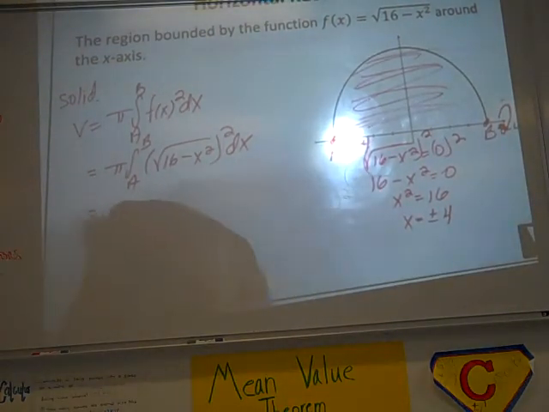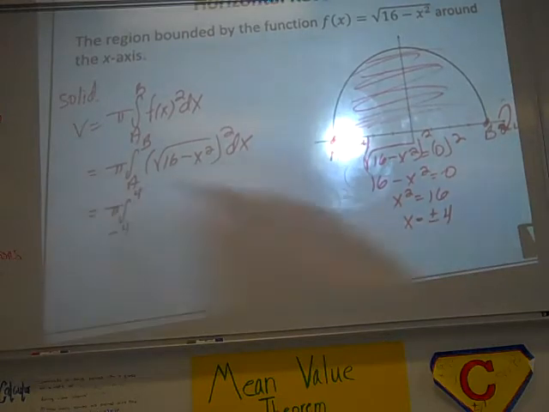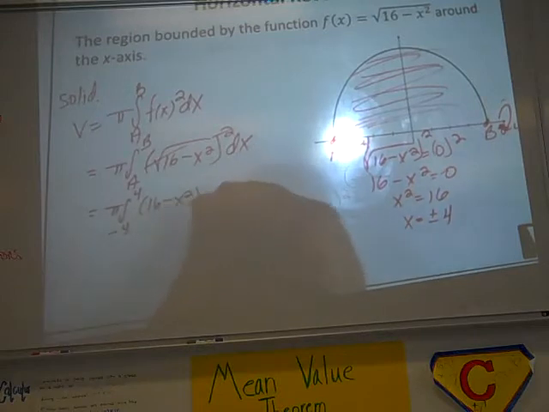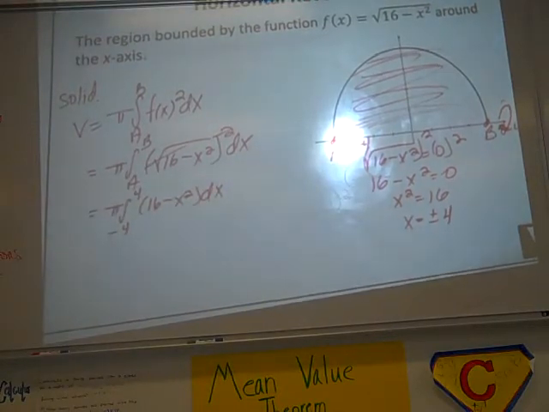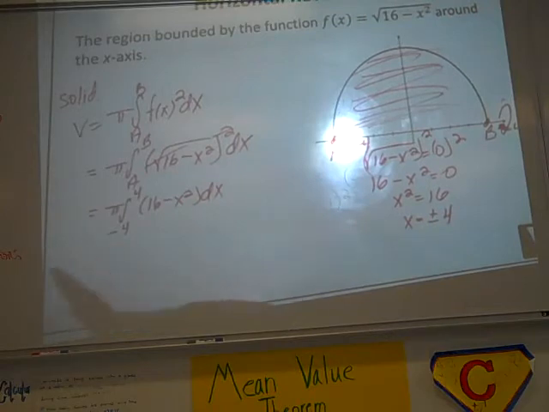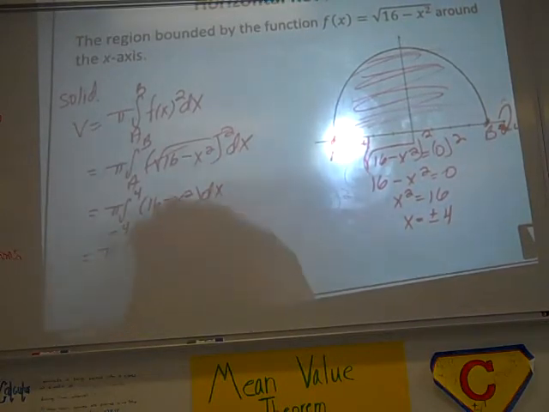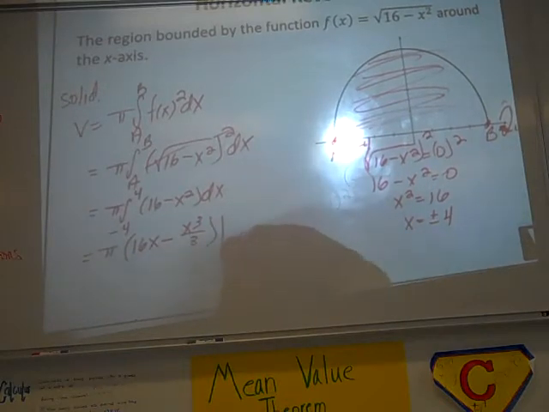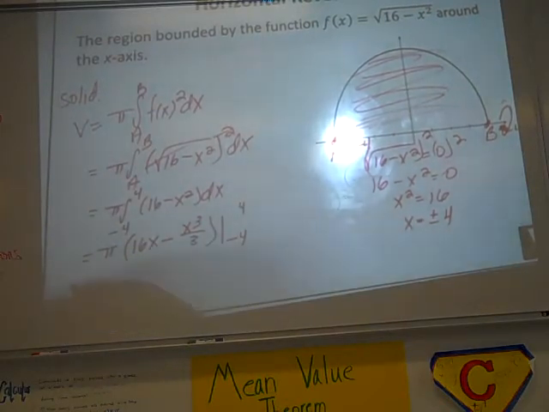That means my limits of integration will be going pi times the integral from negative 4 to 4 of the square root of 16 minus x squared, squared. The square root and the square would cancel out, leaving me 16 minus x squared. I need to integrate that with respect to x. I'm assuming your integration skills are strong, so we're going to go pretty quickly here. The integral of 16 is 16x minus the integral of x squared, which is x cubed over 3. We evaluate between negative 4 and 4.